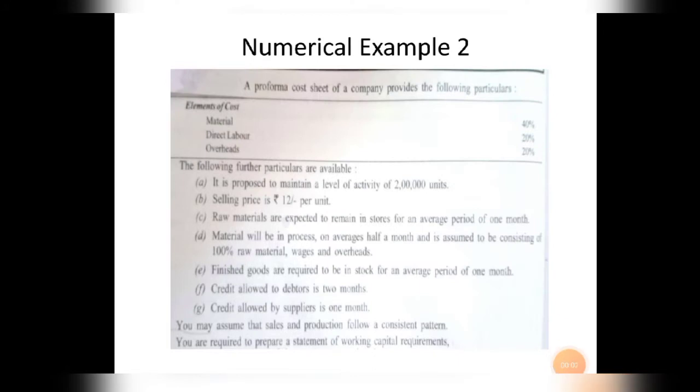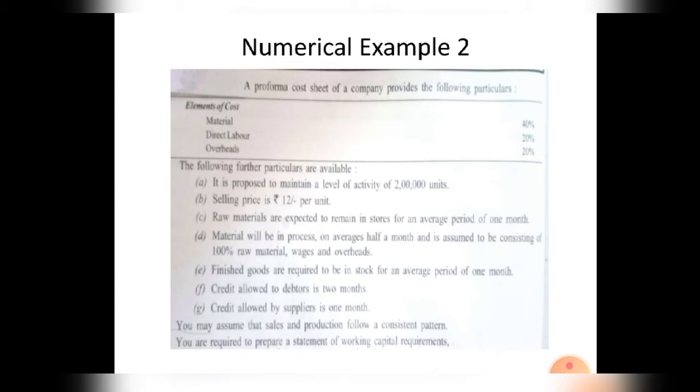Let us see another example on calculation of working capital requirement. Now in this example, a pro forma cost sheet of a company is given. The cost details are given regarding the elements of cost. So the first element of cost is material. Material cost percentage is given: 40%, direct labor 20%, overheads 20%.